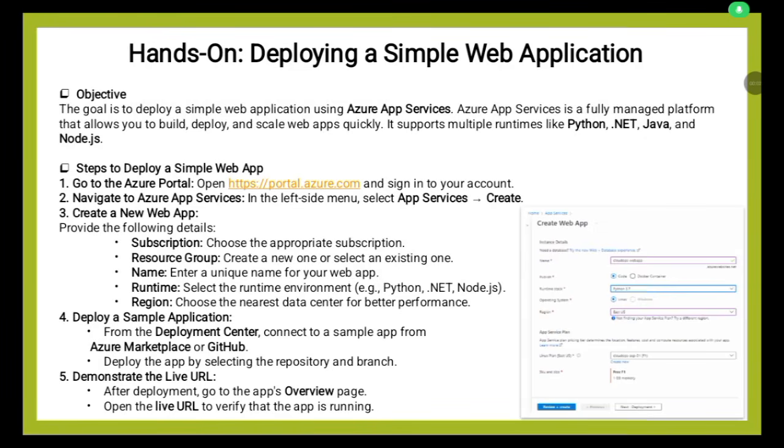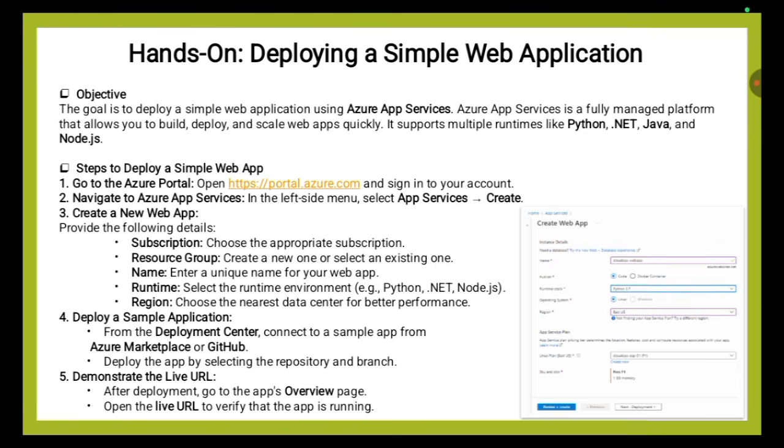So in this particular slide, we will be discussing in detail about the hands-on: deploying a simple web application. Let me first go through the details that have been mentioned over here and then we will discuss it. Objective. The goal is to deploy a simple web application using Azure App Services. Azure App Services is a fully managed platform that allows you to build, deploy and scale web apps quickly. It supports multiple runtimes like Python, .NET, Java and Node.js.